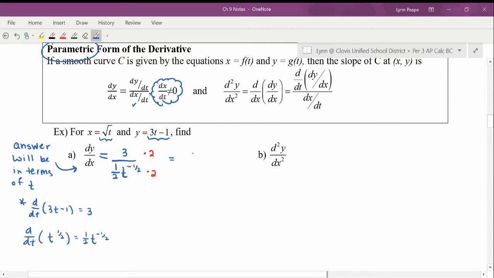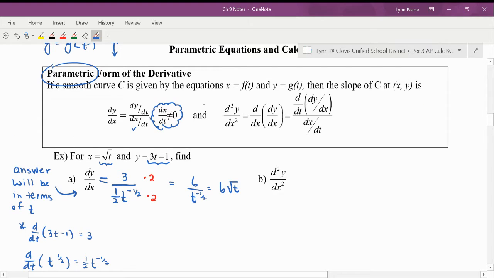So I would have 3 times 2, which is 6, and then t to the negative 1/2 power. And so that can just pop back up to the top. So that would be just 6 root t, or 6t to the 1/2. Okay, so there's my first derivative.